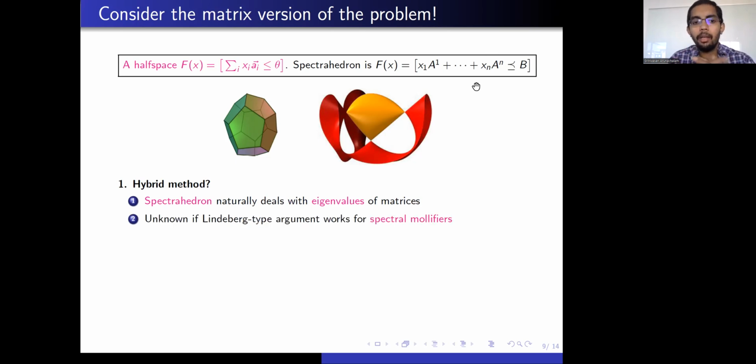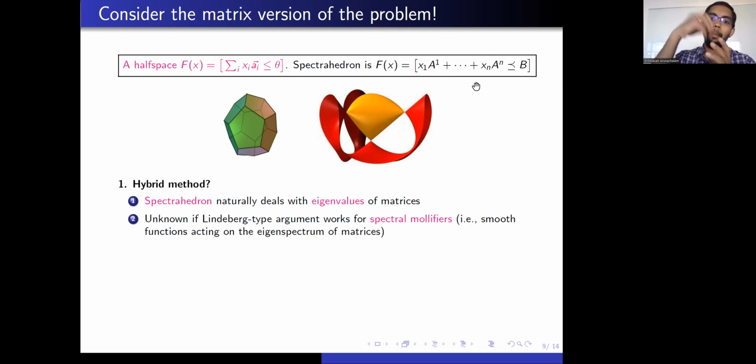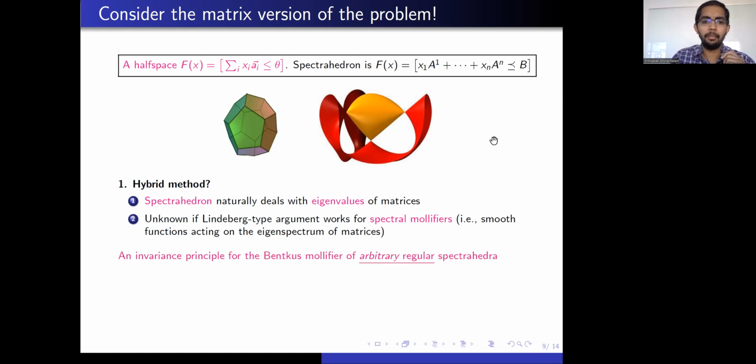And it is very unclear whether we can use Lindeberg type of arguments for spectral modifiers. What I mean by spectral modifiers is if I take a smooth function and apply it to the eigenvalues of matrices. For just real numbers, which is what the works on polytopes and half spaces consider, those are fine. But if I look at the eigenvalues of matrices and then apply a modifier on top of that, we don't know if the Lindeberg kind of argument could be generalized. And that's our first main result. What we show is an invariance principle for the Benkus modifier for arbitrary regular spectrahedra. We don't require positivity here, we just require regularity.